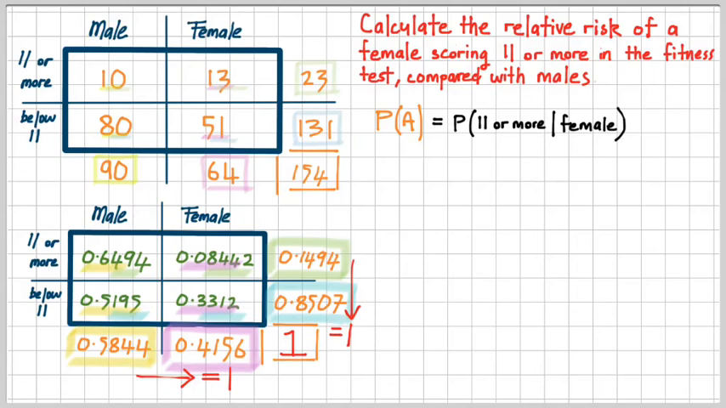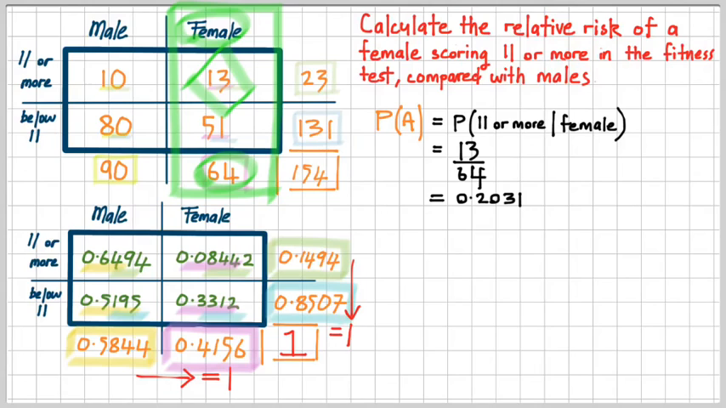Okay, so we're looking at 11 or more on the beep test, given that they are female. And in terms of the calculation here, we've got the females, the portion of the table which applies to females. We've got 64 in total, and 13 scored 11 or more. So in terms of the probability of A occurring, it's going to be 13 divided by 64, which is 0.2031.